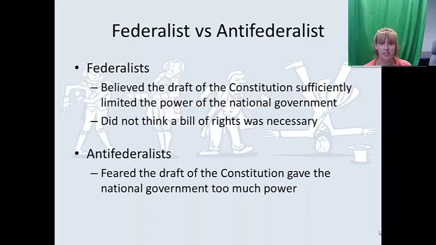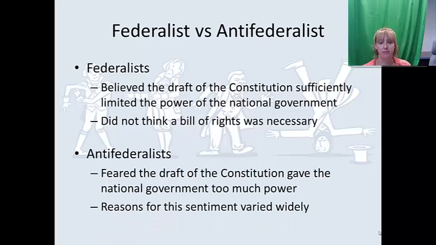So, Anti-Federalists. They feared the Constitution gave the national government too much power, that more power needed to be explicitly in the hands of the individual states. The Anti-Federalists are really looking for the Constitution to maintain some of that Confederation aspect that we saw in the Articles of Confederation. Now, unlike the Federalists, the reasons for this varied widely, from states that were concerned about the slavery question to those who just feared large, strong national government in general.